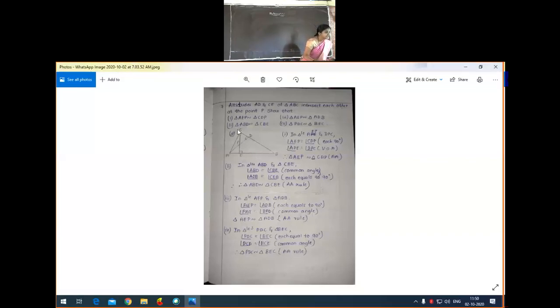Last one, PDC. Where is that PDC? PDC is here. Okay, this triangle is similar to BEC. Where is that BEC? BEC, this one. This small triangle and this triangle. Here also the same thing, 90 degrees. Next, one angle is common, that is angle C is common in both the triangles. Therefore, according to the AA rule, we can say that triangle PDC is similar to triangle BEC.